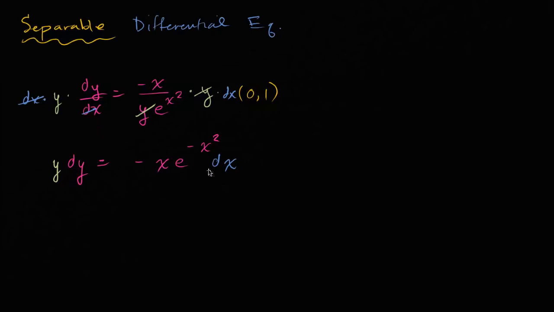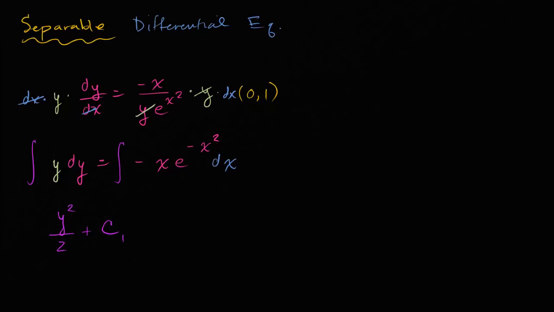But now that we did this, we can integrate both sides. So let's do that. So I'm going to integrate both sides. Now, if you integrate the left-hand side, what do you get? And remember, we're integrating with respect to y here. So this is going to be y squared over 2. And we could put some constant there. I could call that plus c1.